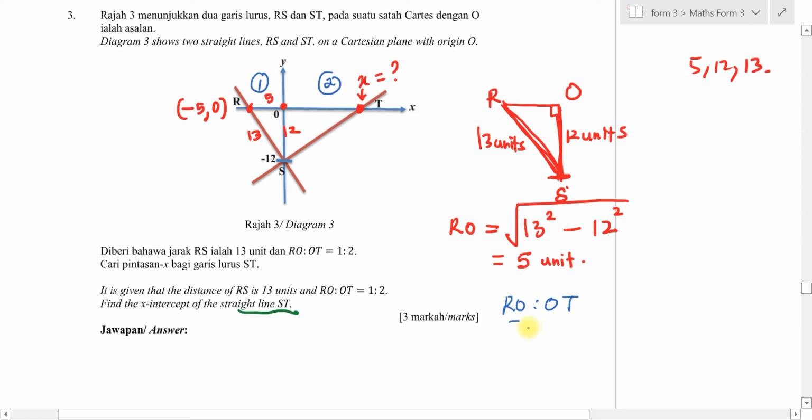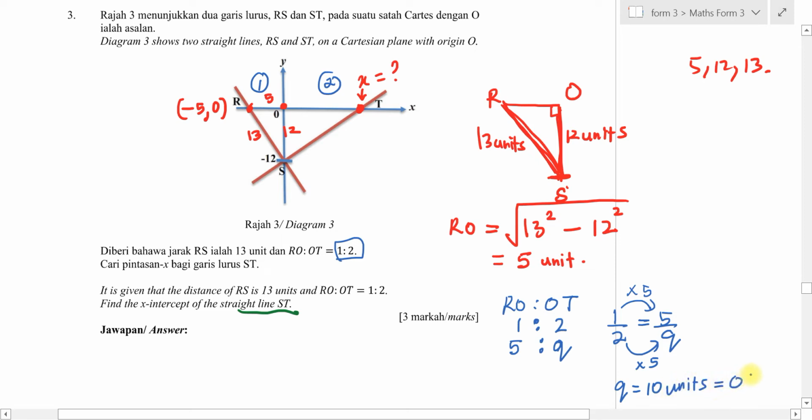Okay, never mind. We write the actual ratio first. 1 to 2. It was given 1 to 2. RO, what we found out, this is 5. And this must be, I put a different letter, Q. So, by solving the ratio, 1 over 2 must be equal to 5 over Q. So, multiply by 5. Q is equal to 10. 10 units, which is equal to OT. So, OT is 10 units to the right hand side. So, the coordinate must be 10, 0.